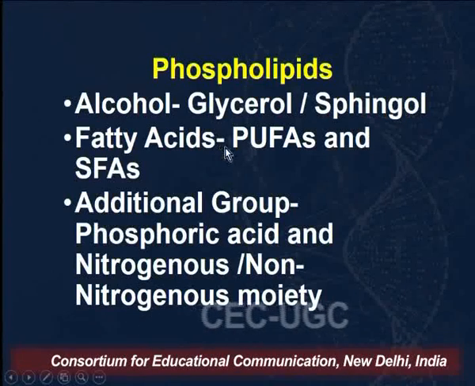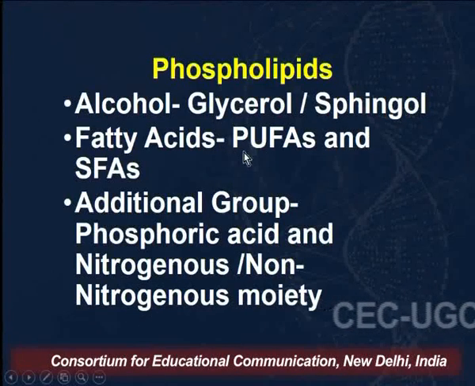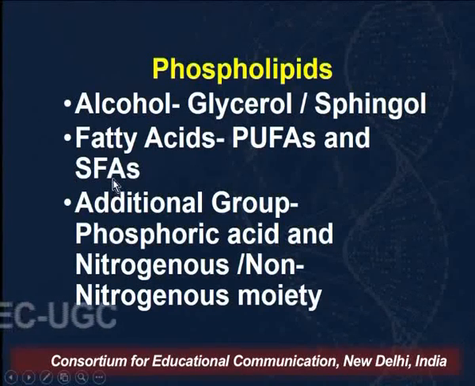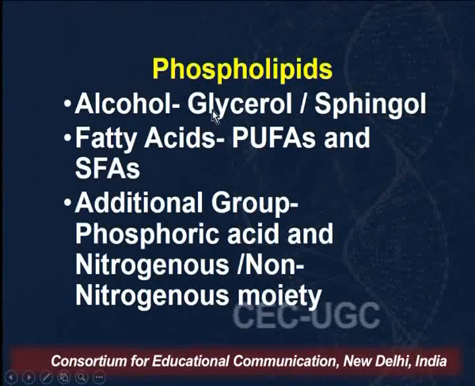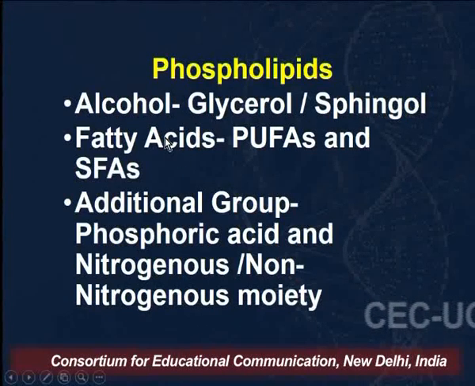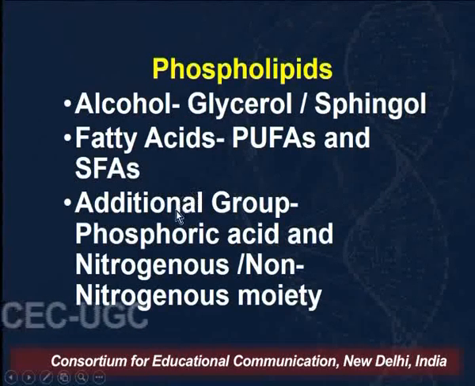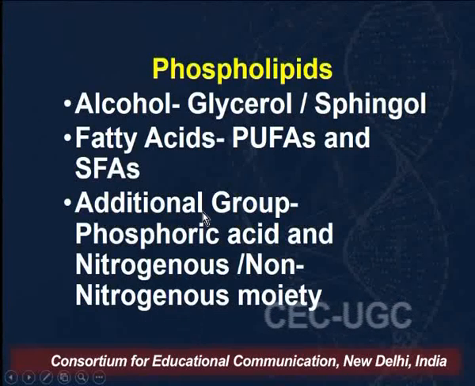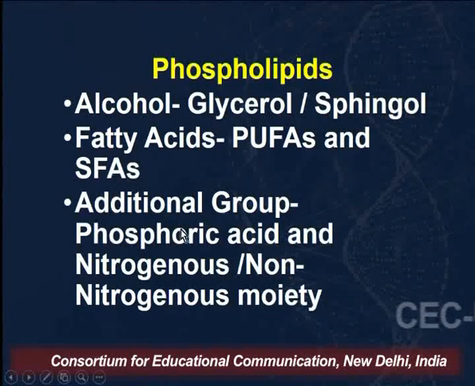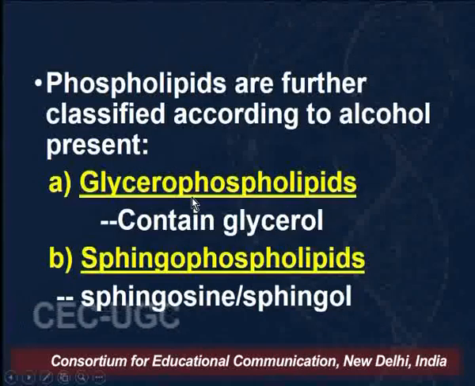When we say PUFA, that means they are polyunsaturated fatty acids, or they may have saturated fatty acids. So along with glycerol or some other alcohol and fatty acids, in phospholipids the additional groups present are phosphoric acid, and along with phosphoric acid we can have a nitrogenous moiety or a non-nitrogenous moiety.